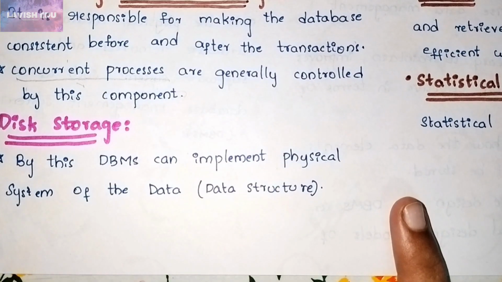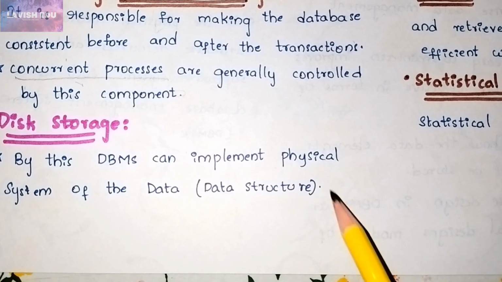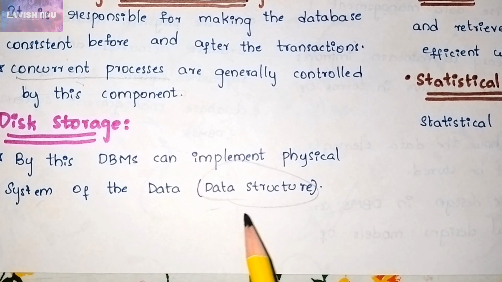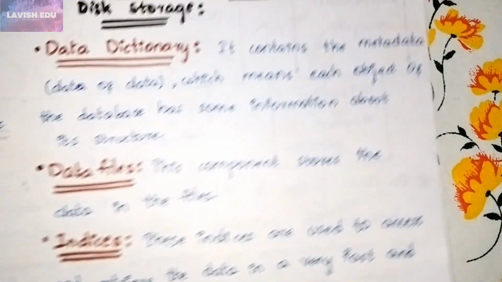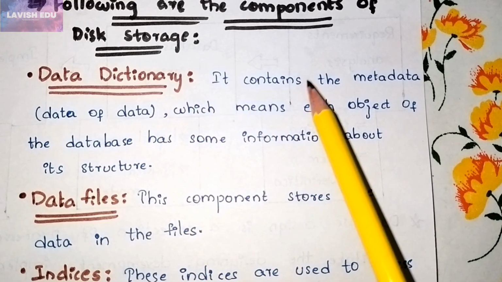And next we have the disk storage. What is the term disk storage? By this, the DBMS can implement the physical system of the data, like data structures. So application programs can be made easy by this disk storage. How is it possible? Let's see. Following are the components of the disk storage. In disk storage, we have certain components, of which the first one is the data dictionary.